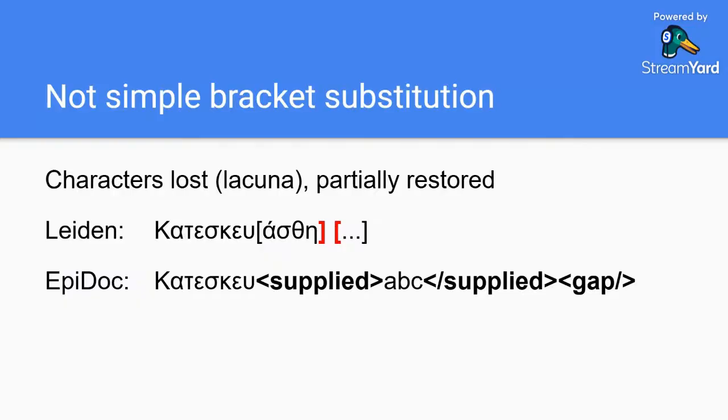What we have to do in effect is imagine that the restoration in square brackets and the lacuna in square brackets are two separate spans of square brackets, and we put in these imaginary square brackets in there, and then we do the Leiden to TEI substitution. And those square brackets in the middle obviously will never appear in the actual text, but that's what we're doing. We're imagining they're there, and then we're marking it up accordingly.